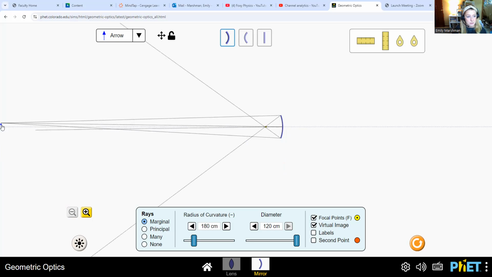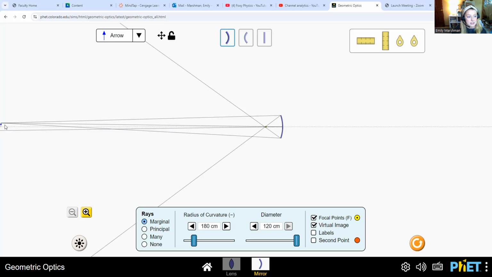Notice that the light from the object, and it's just showing one piece of the light. These are just a few rays emanating from the object. But in reality, there's an infinite number of light rays that are bouncing off of this object and then coming towards the mirror. We're only showing a few of them just to help us visualize what's happening.